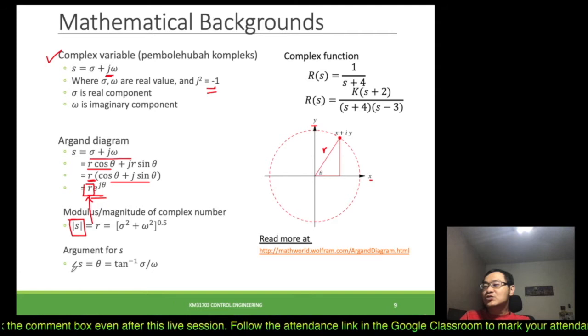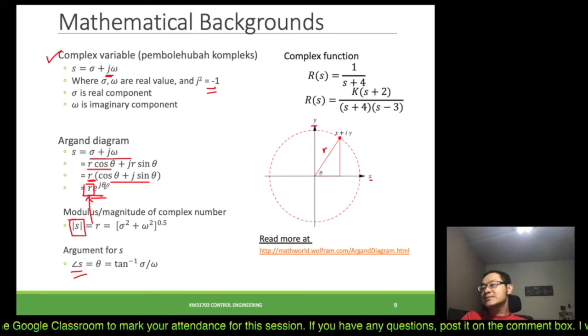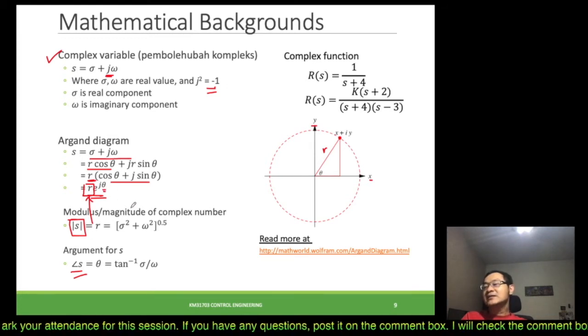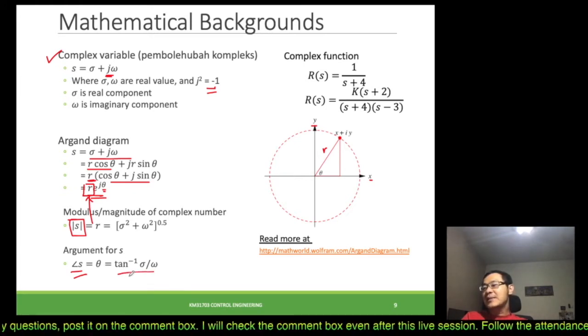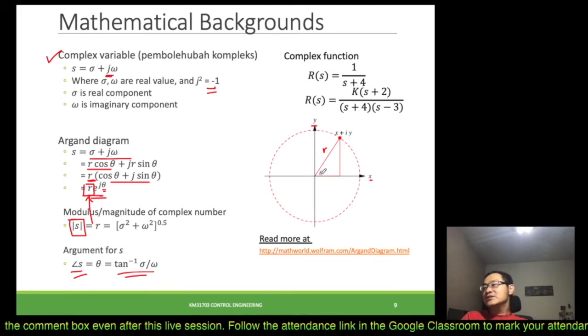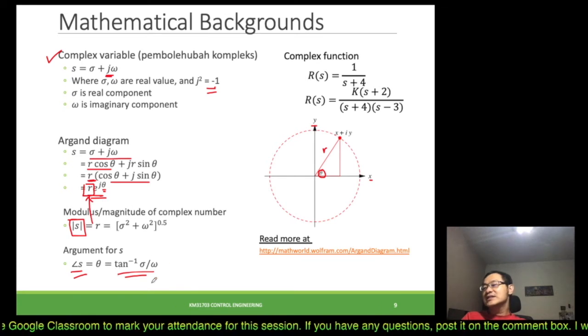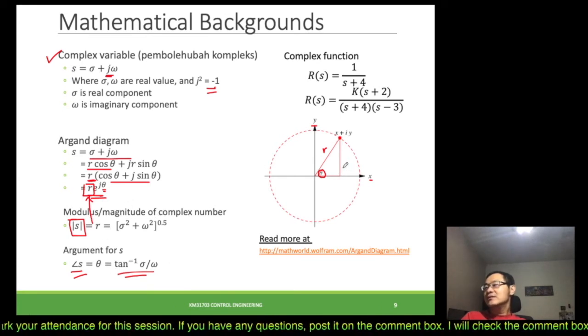In order for us to get the angle, we call that the argument, represented by the angle theta, and that would be determined by the tangent of the real divided by the imaginary, this angle. If you look at the diagram, you will be able to see this relationship clearly. So this is the real part and the imaginary part value.